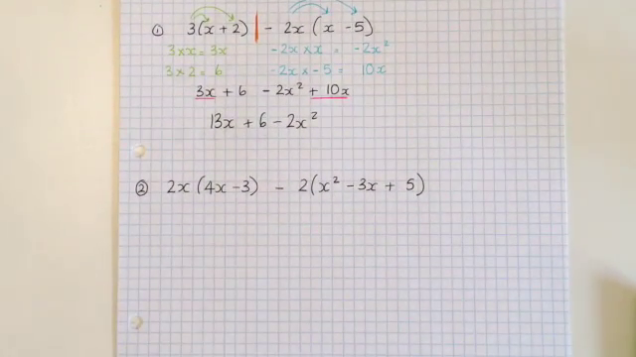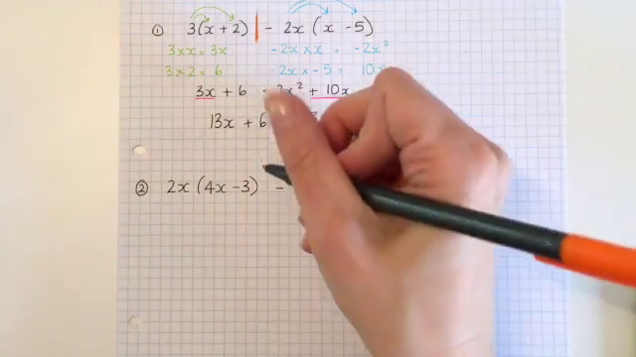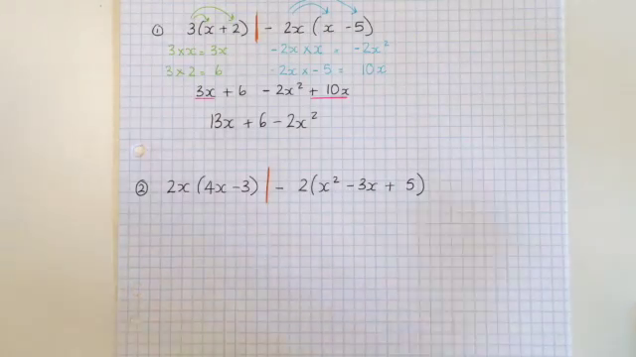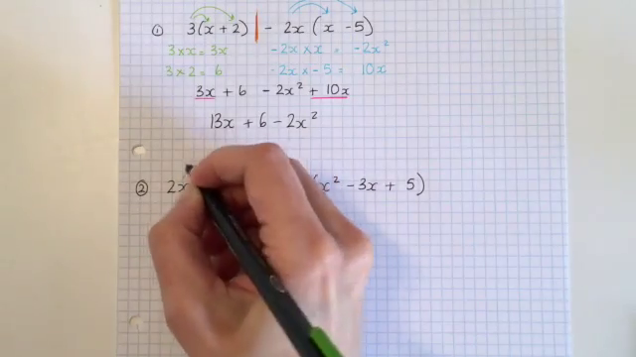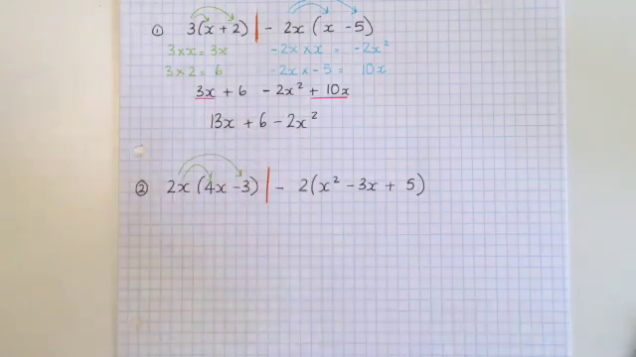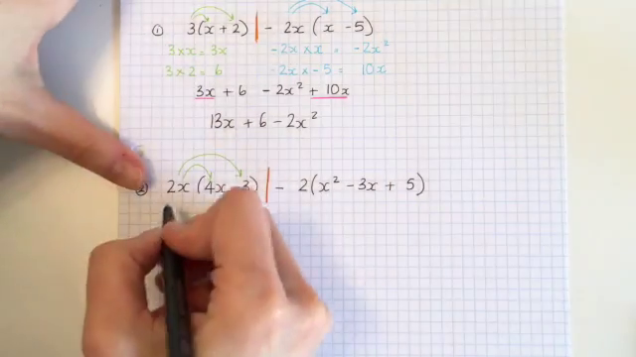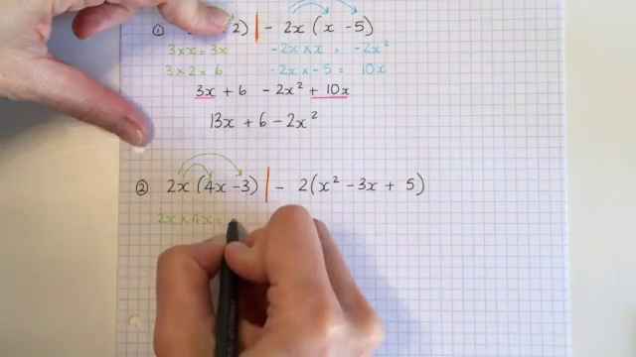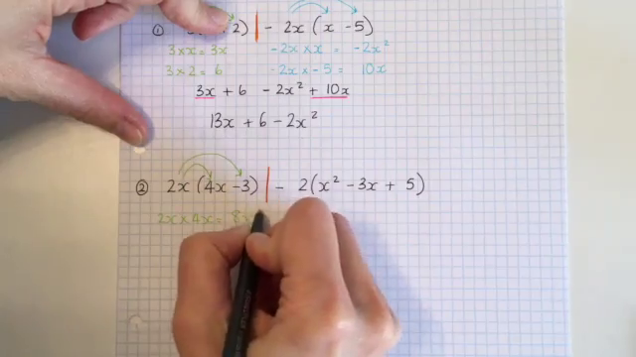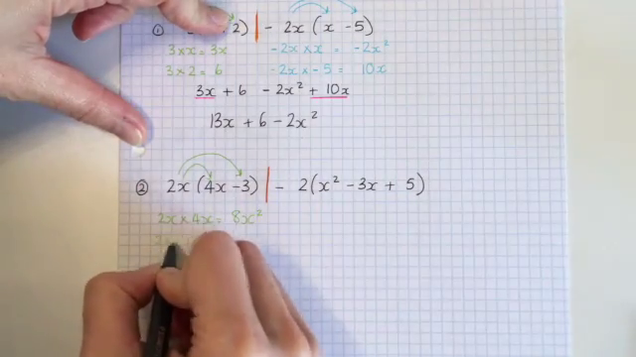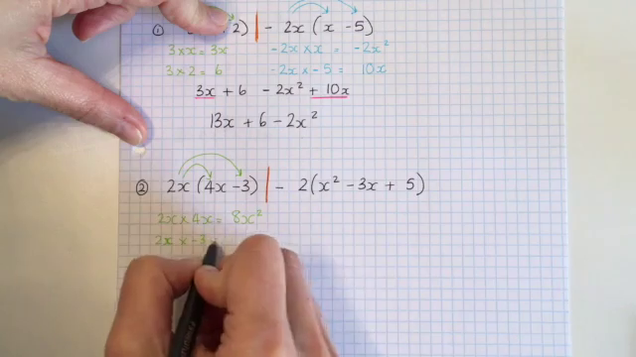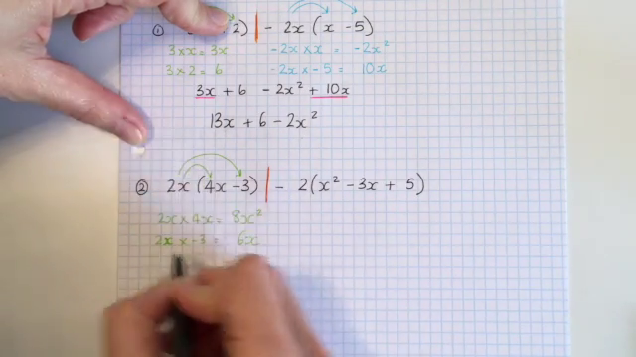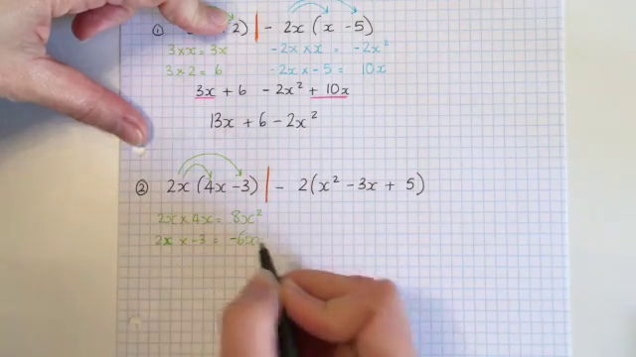We're going to do exactly the same thing. Okay, so we're going to split it in half here. Okay, so I'm going to do my first bracket. So 2x times 4x and then 2x times negative 3 this time. So 2x times 4x. Okay, so 2 times 4 is 8. X times x, x squared. 2x times negative 3. 2 times 3 is 6. I've got my single x and it's a negative and a positive, so it's a negative.